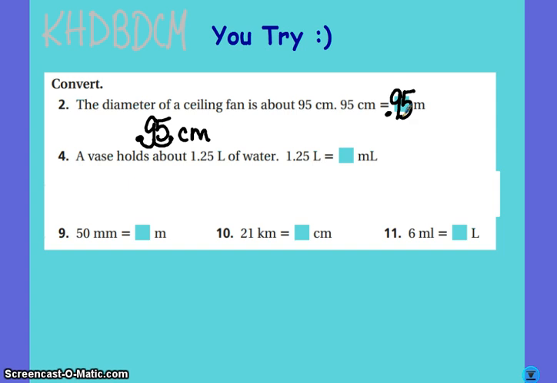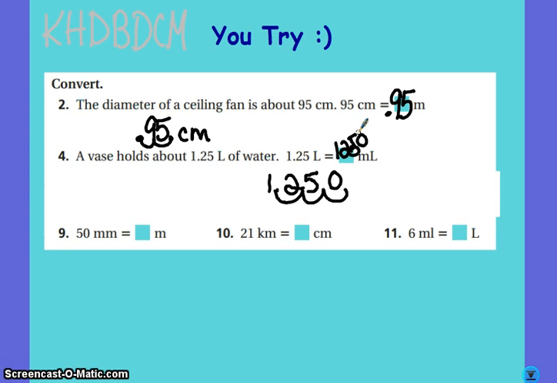A vase holds about 1.25 liters of water, and we're going to milliliters. Liters are in my base right here. And if I'm traveling to the millis, I'm going 1, 2, 3 to the right. 1,250 milliliters.